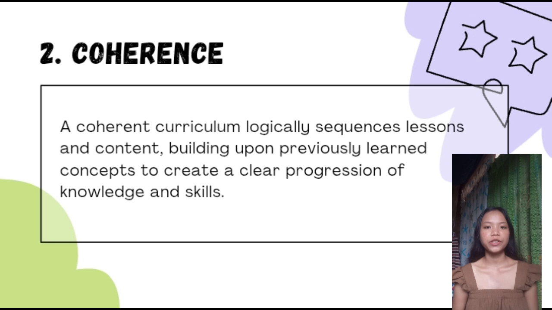A coherent curriculum logically sequences lessons and content, building upon previously learned concepts to create a clear progression of knowledge and skills. So how do we assess coherence? We examine the flow of lessons, ensuring that each builds logically on the previous one. There should be a clear progression, avoiding abrupt shifts or disconnected topics.